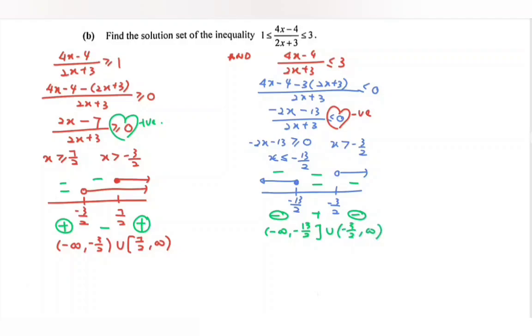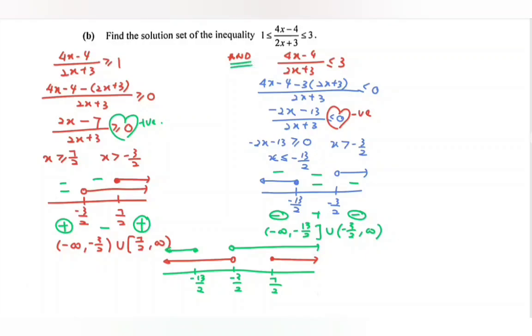So combine them by using the real number line. Here we have negative 13 over 2. Continue, we have negative 3 over 2. And then finally we have 7 over 2. Based on the red color, the answer will be empty circle towards the left, then circle towards the right. Green in color, we have the circle towards the left, then we have the empty circle towards the right.